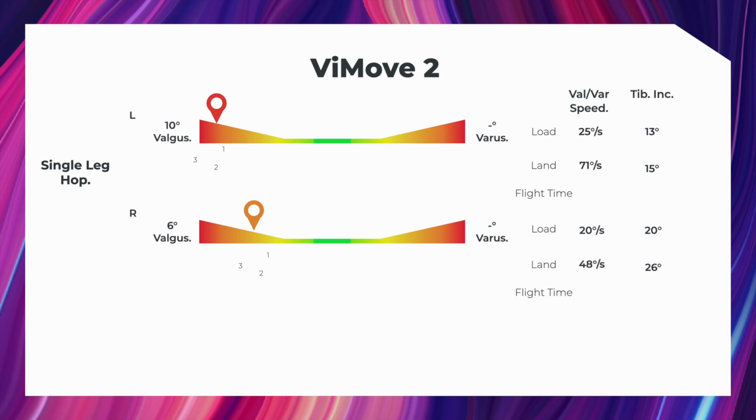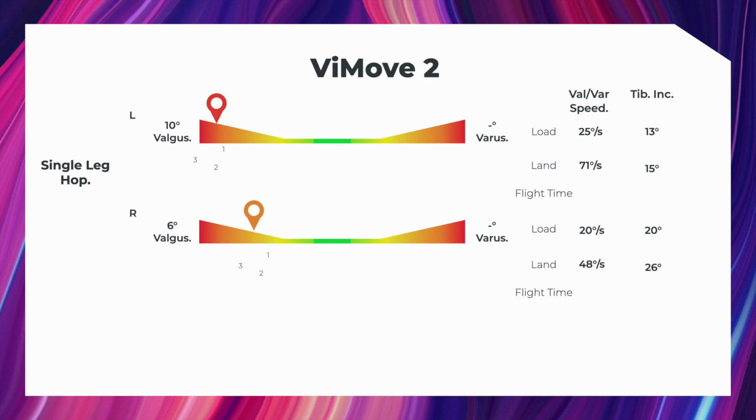The loading valgus varus degrees per second is okay. It's good. Top end of what we want. Tibial inclination is good. Bottom end of what we want there. The landing, 48 degrees. That's a little bit more what I was hoping for, around that 30 to 40 mark. And tibial inclination 26 degrees. Okay, good. Probably sinking a little bit too much into that.